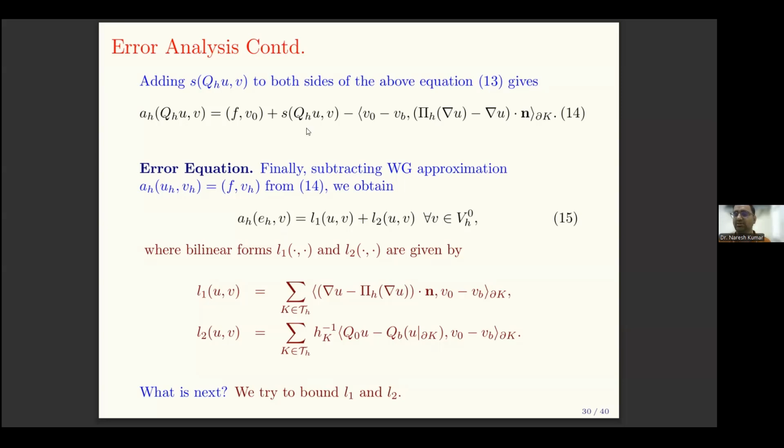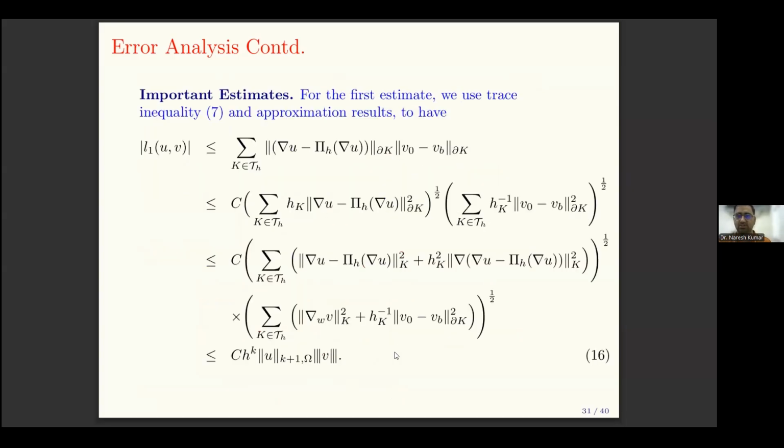And these are residuals. We call this term L1 and this term L2. L1 is this term and L2 is the stabilization term. The stabilization is what? Because here we have Q_h u, so when we find Q naught u minus Q_b u. So now our next goal is to bound L1 and L2. That is the only target. And if you can bound L1 and L2, then you can bound the error. And that is the convergence analysis. So it's very simple, the analysis is not tough.